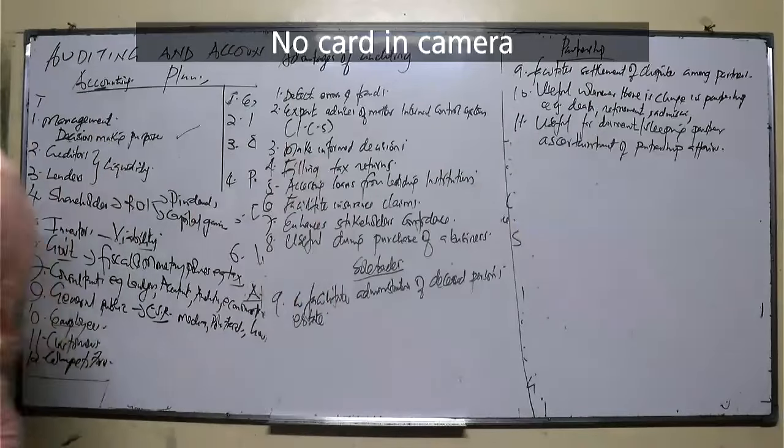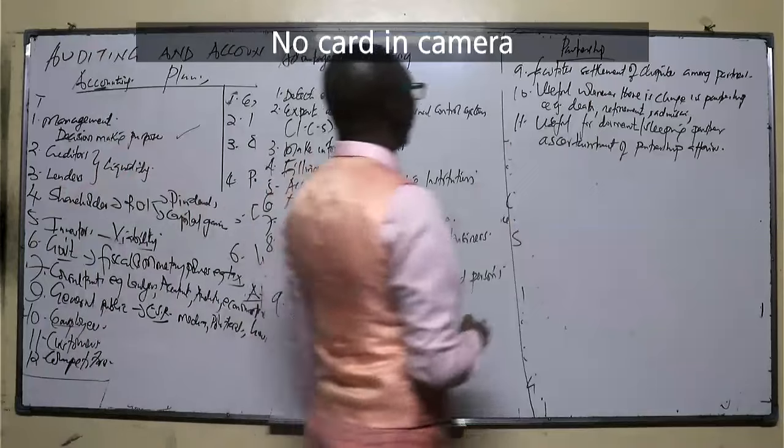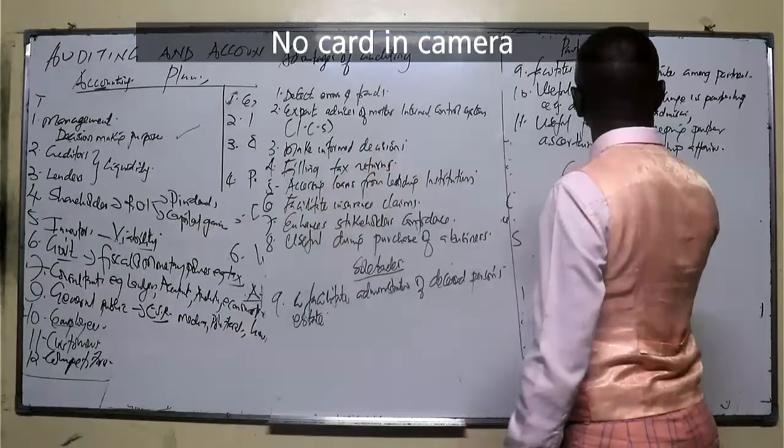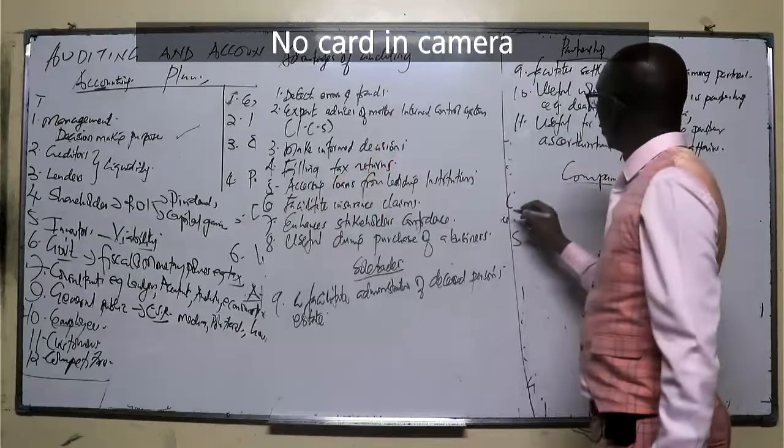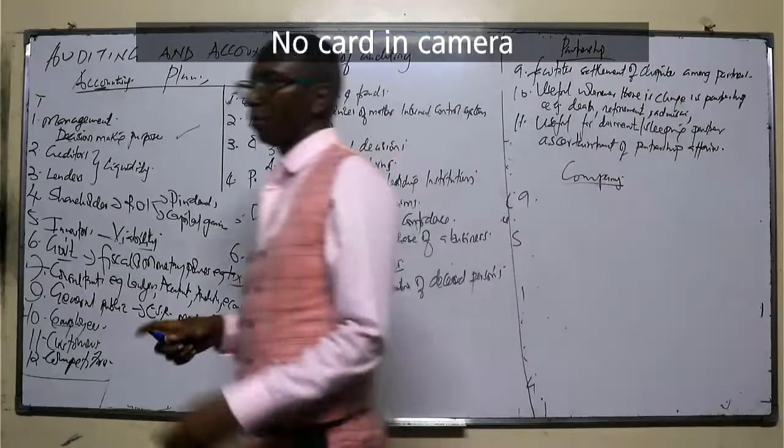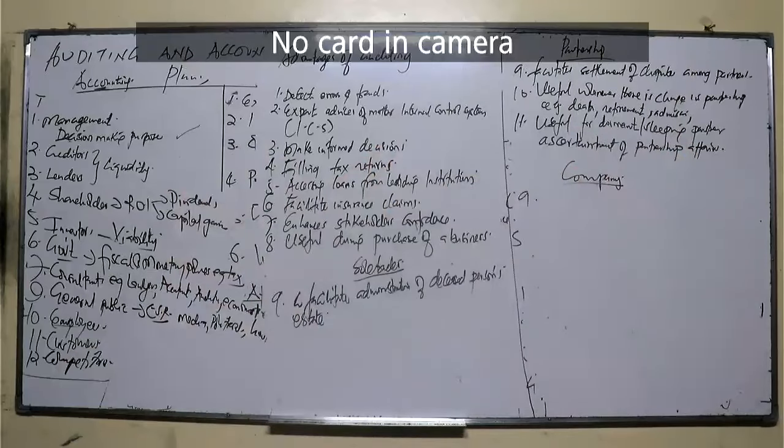Because they're not actively involved, they need to know how it is being run, what they are able to achieve, unless they check through the audited accounts. For a company, number 9, do we have a unique one for a company? Yes, we have one unique one.